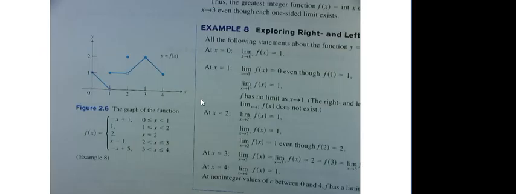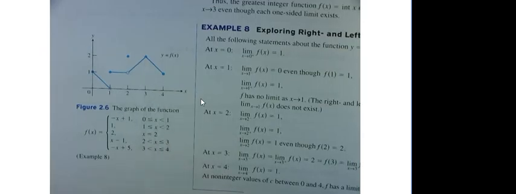Now, when x approaches 3, it's approaching 2 and approaching 2, right? And so then the two-sided limit would be 2.